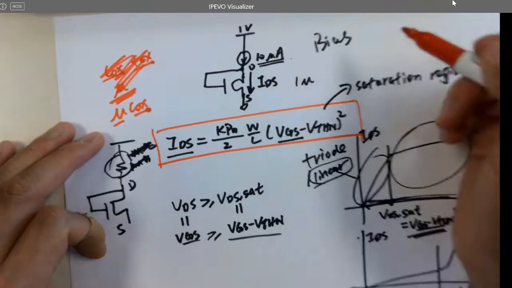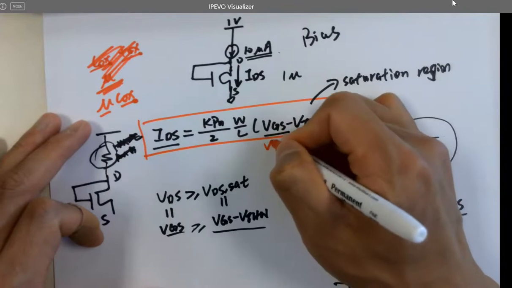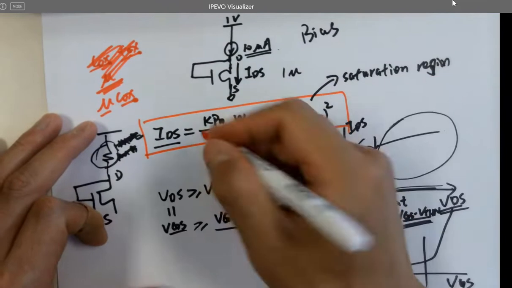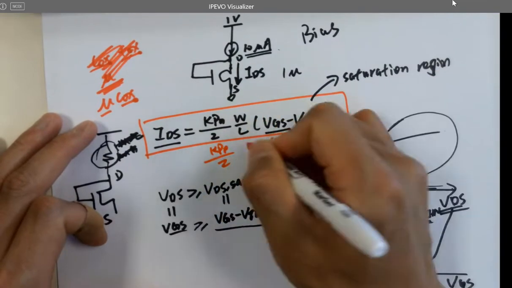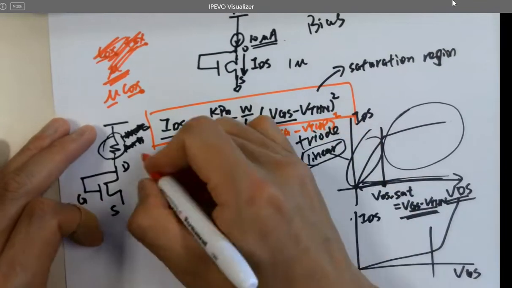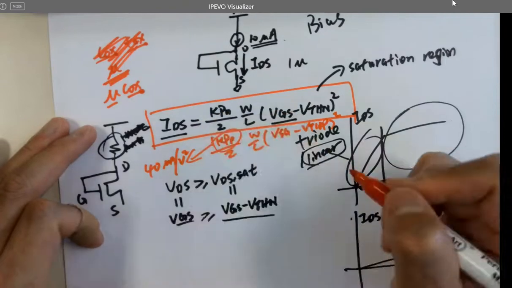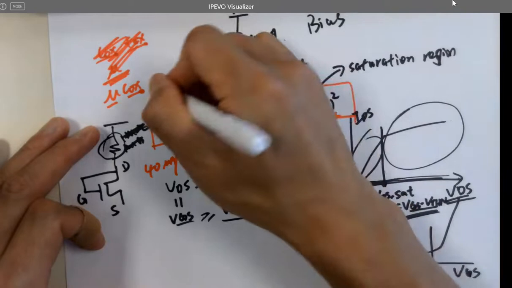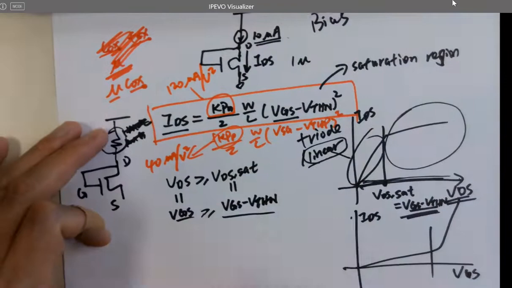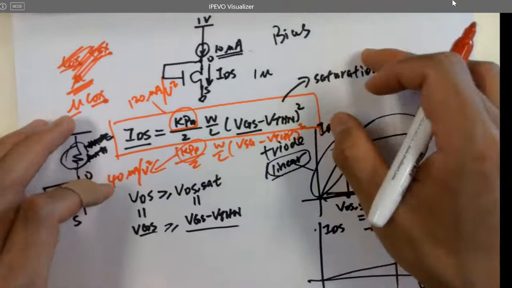So this equation also works for P-type. PMOS is just to change this to VSG and change this one to VTHP. That's it. And here's KPP. I think KPP is 40 microamp over square voltage, but KPN is 120. So here's a very quick question: why is KPP smaller than KPN? Why is that?